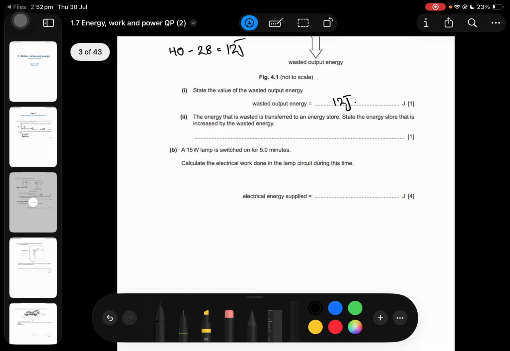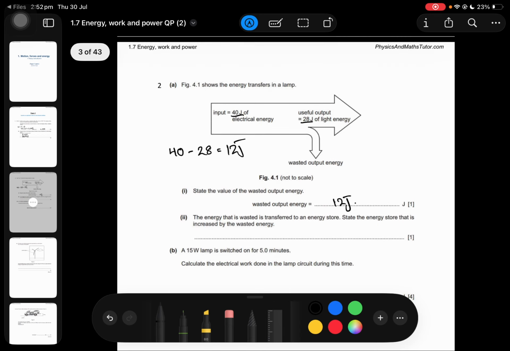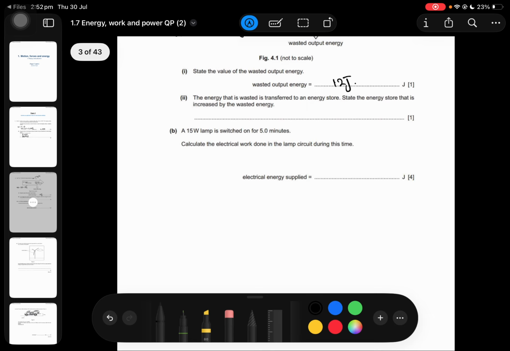The wasted energy is transferred into another energy store. State the energy store that is increased by the wasted energy. So it is a lamp. A lamp gives light, that is its main purpose, but as it gives light it also heats up, so it's thermal.